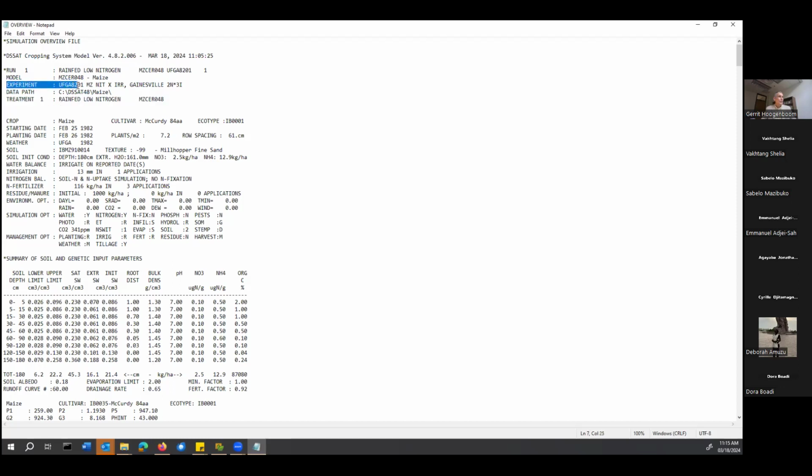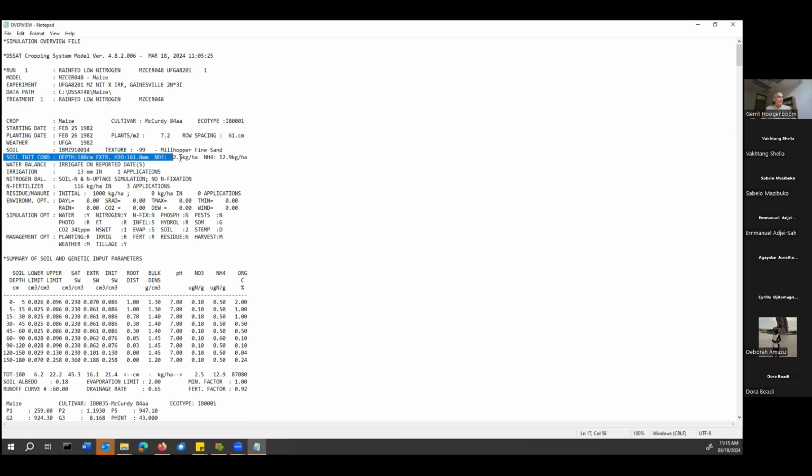The experiment was conducted at the University of Florida in Gainesville in 1982. This is maize. The version of the model we're using is series maize. Then we find more information here. We have the definition of the cultivar we're using, the Curdy 84AA. We started simulation on February 25th. We plant on February 26th. Plant spacing 7.2, density 7.2, row spacing 61 centimeters. Gives us some generic information about the soil, Millhopper fine sand, and the initial conditions.